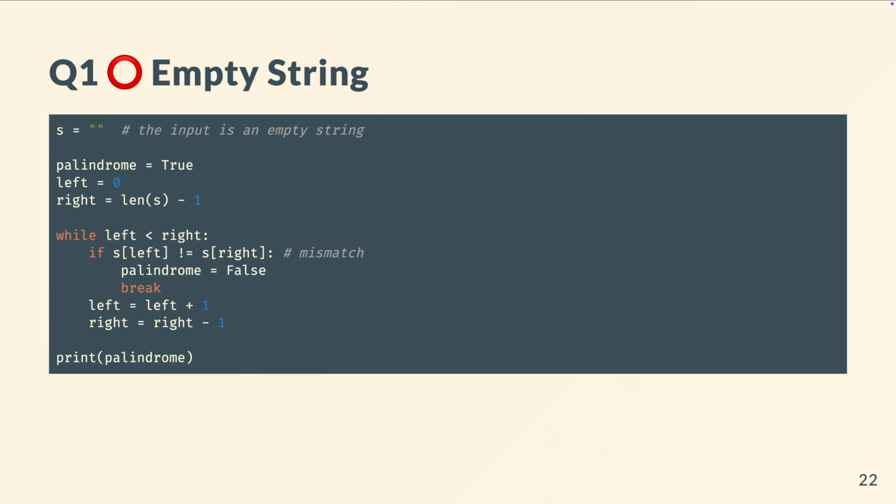Now your turn. Question 1. S is an empty string, meaning it has no characters at all. Run the same code in your head. What will be printed? Pause the video and think carefully.